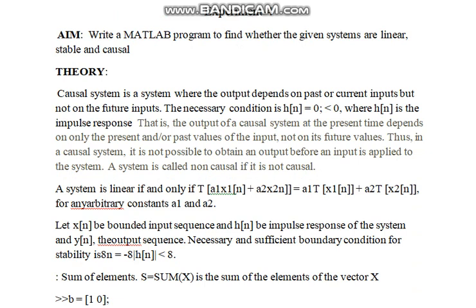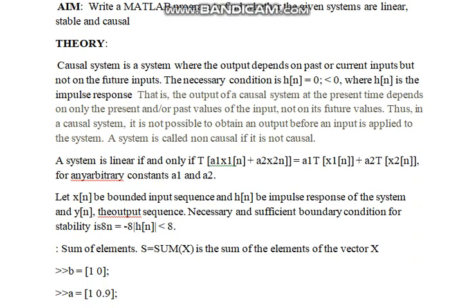For linearity, a system is linear only if it follows the superposition theorem. If the above condition is followed by the system, then the system is linear. Then the third property is stability. If x(n) is a bounded input sequence, h(n) is the impulse response of the system and y(n) the output sequence, the necessary and sufficient condition for stability is that the response of the system should be bounded, which means that its value should be less than infinity.